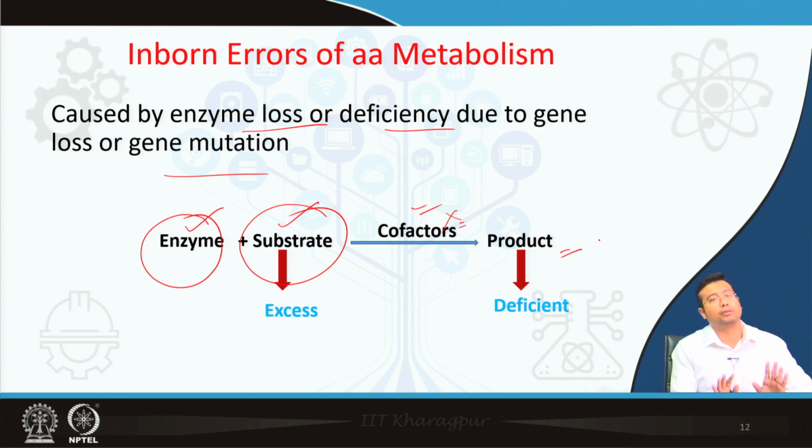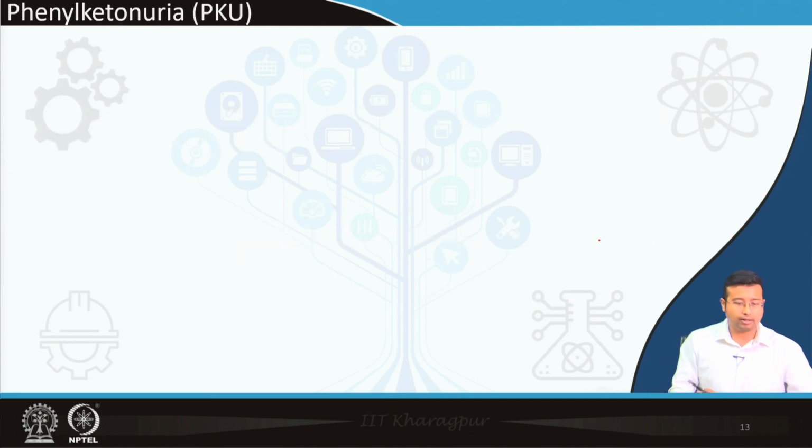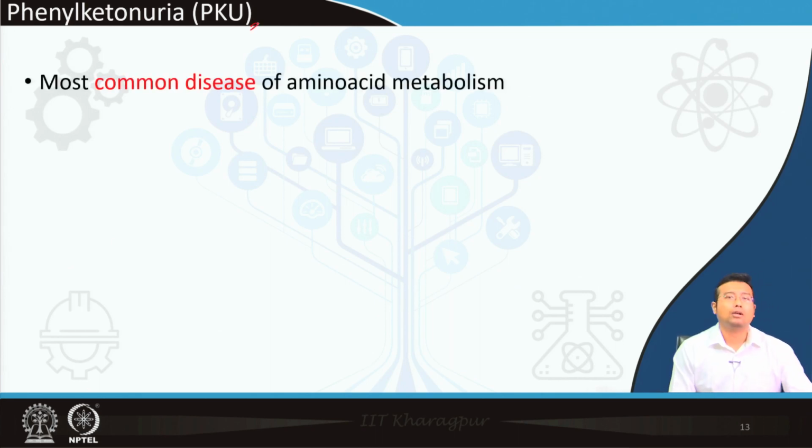and naturally there will be depletion of the product. This is the phenomenon of every enzyme deficiency, and we have already read a few regarding ammonia metabolism. In the enzyme deficiencies of the urea cycle, the same concept holds. Any enzyme defect, the substrate accumulates, the product is deficient. The disease that happens when the enzyme phenylalanine hydroxylase is deficient is known as phenylketonuria, also abbreviated as PKU.